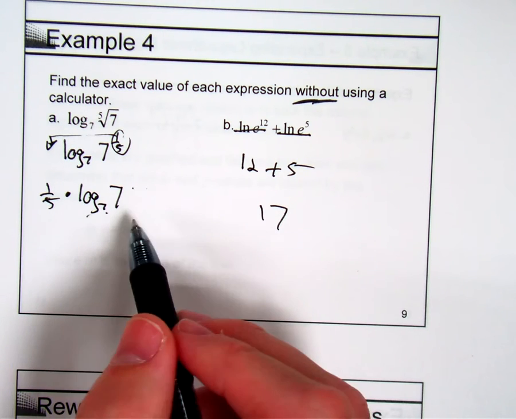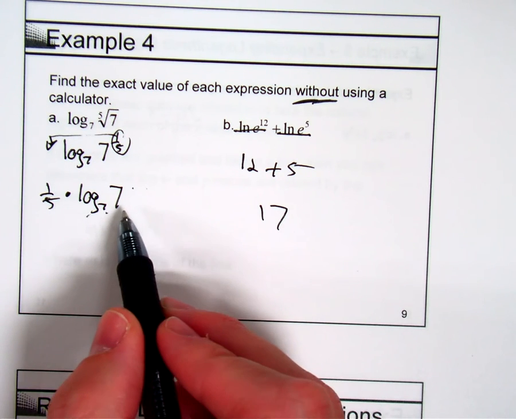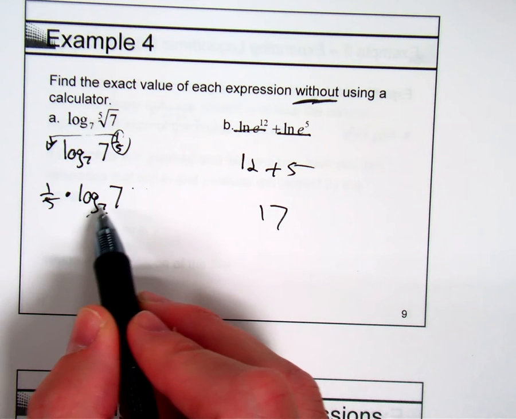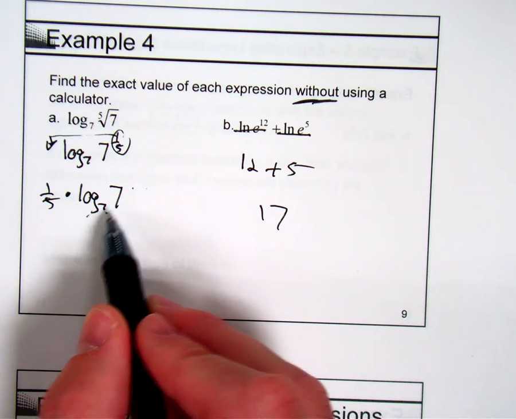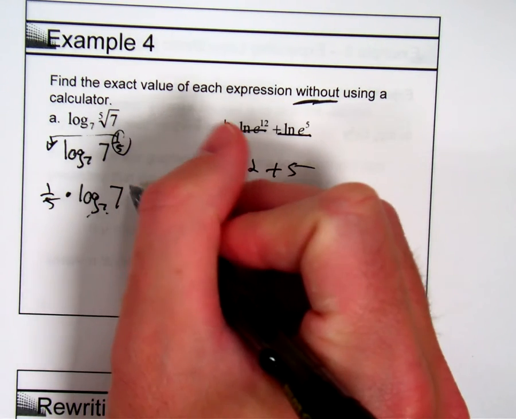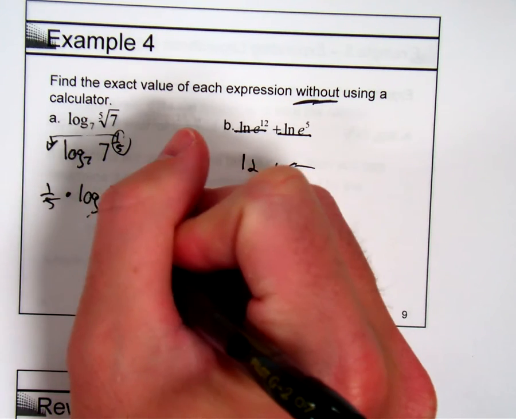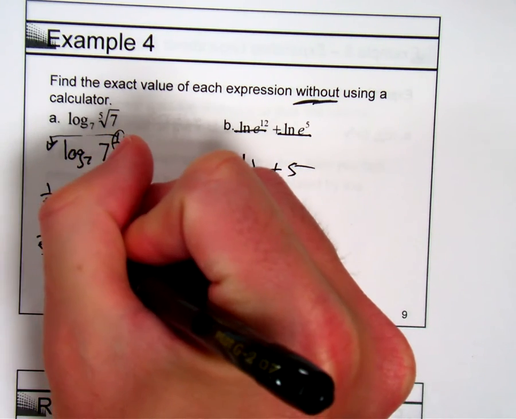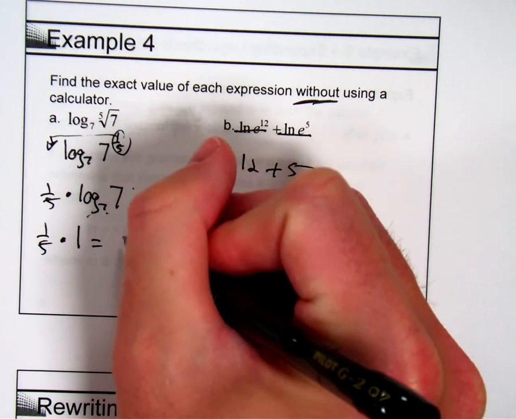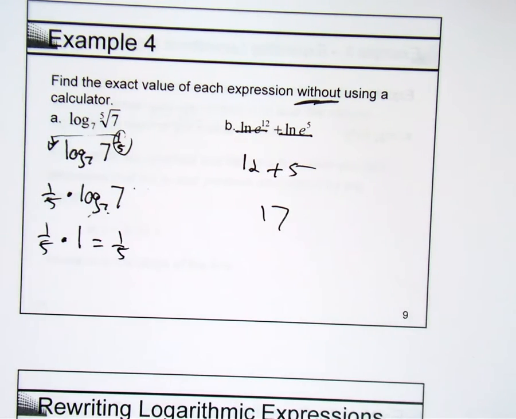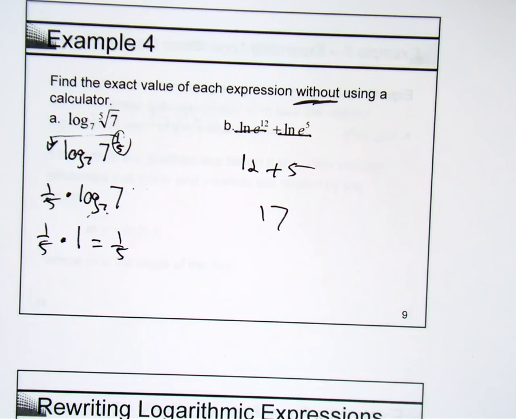And log base 7 of 7, that was one of our properties from a previous section, section 2 or section 1 here. Log base 7 of 7, what is the power of 7 that gets me 7? 7 to the 1st power, so we got 1/5 times 1, or just 1/5. Piece of cake.